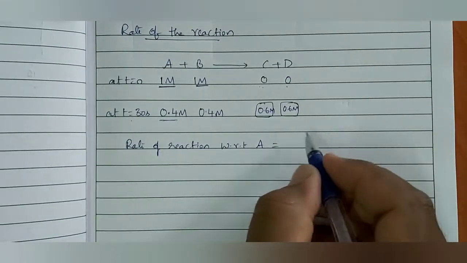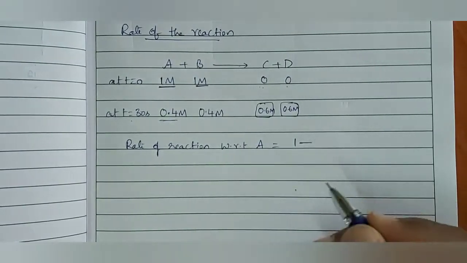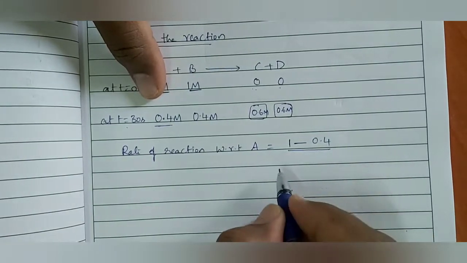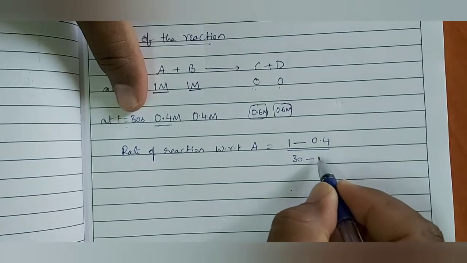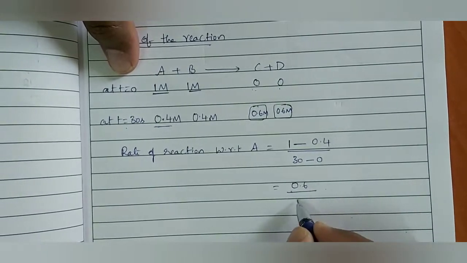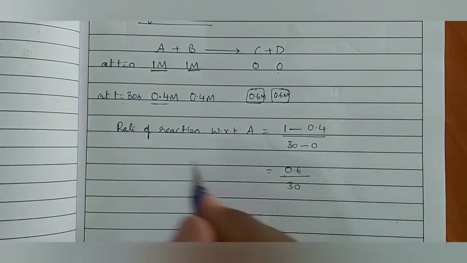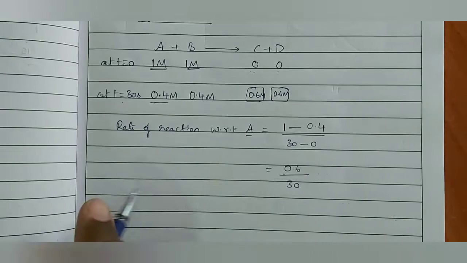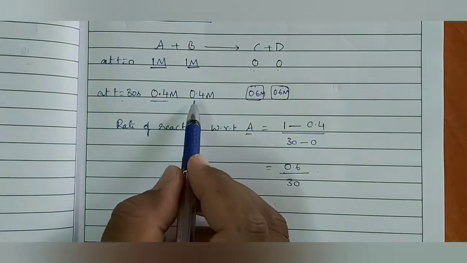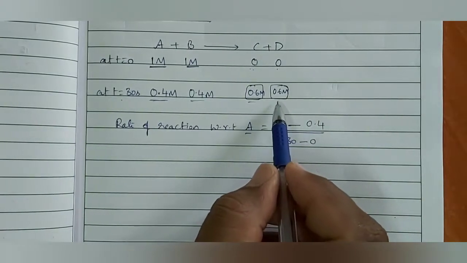So, rate of reaction with respect to A is equal to initial concentration of A, which is 1, minus final concentration of A, which is 0.4, divided by final time 30 minus initial time 0, which is equal to 1 minus 0.4, that is 0.6, divided by 30. 0.6 divided by 30 is called rate of reaction with respect to A. In the same way, we can write rate of reaction with respect to B also, with respect to C also, with respect to D also.